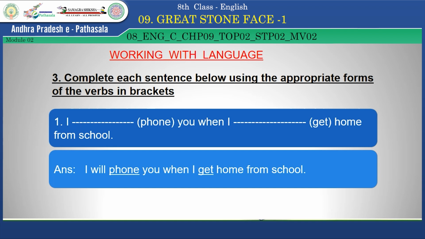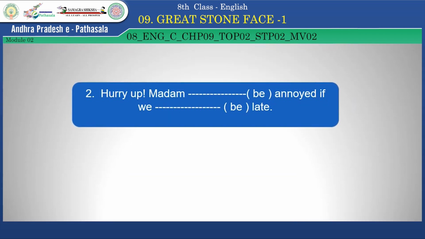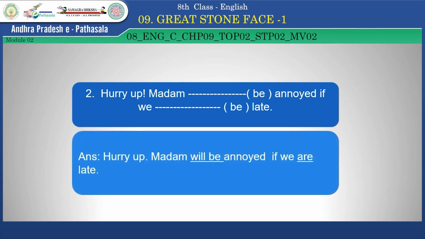Okay? Let us see the second sentence. Number 2. Hurry up. Madam blank be annoyed if we blank be late. Yes, you are right. Hurry up. Madam will be annoyed if we are late. In conditional clause, if is used in one part with simple present and in the next part there should be future tense. Right. Dear children, let us go for the next one.